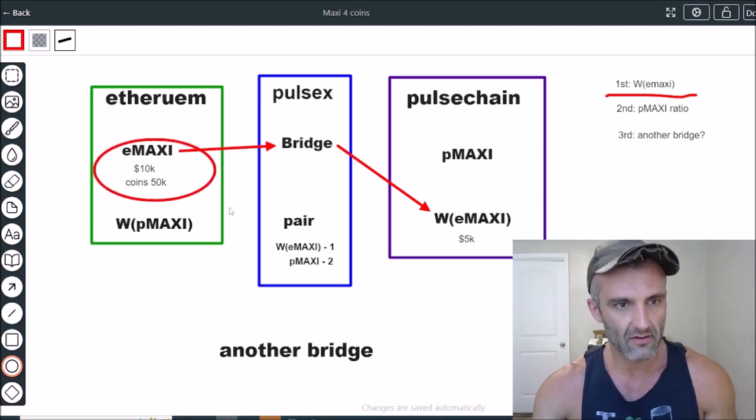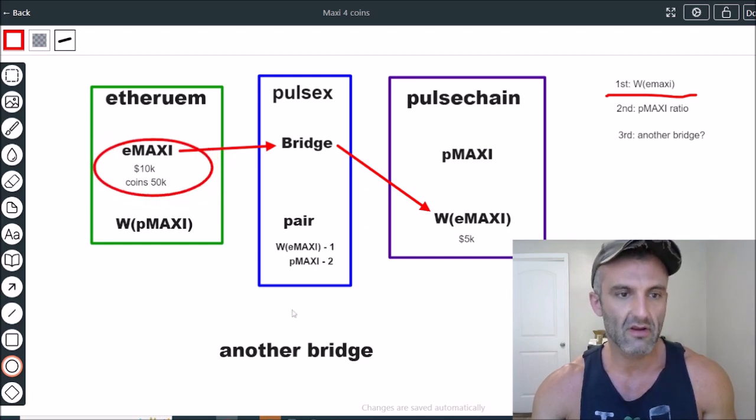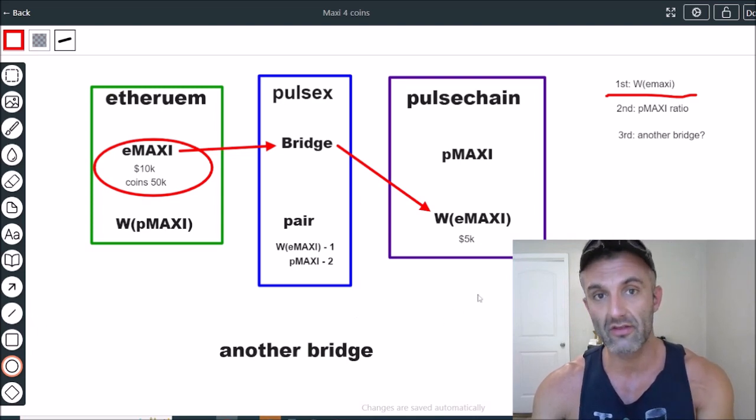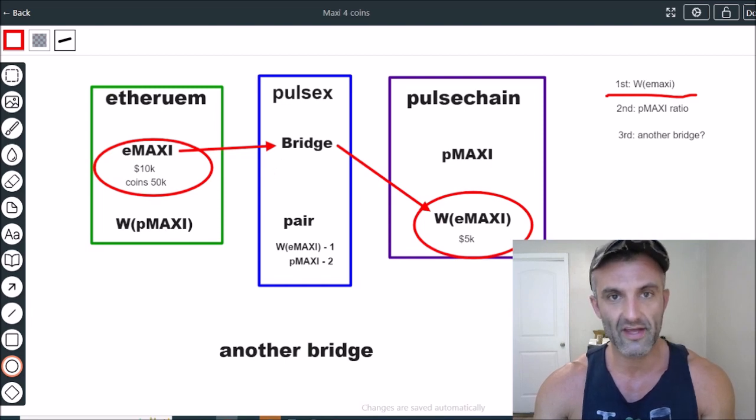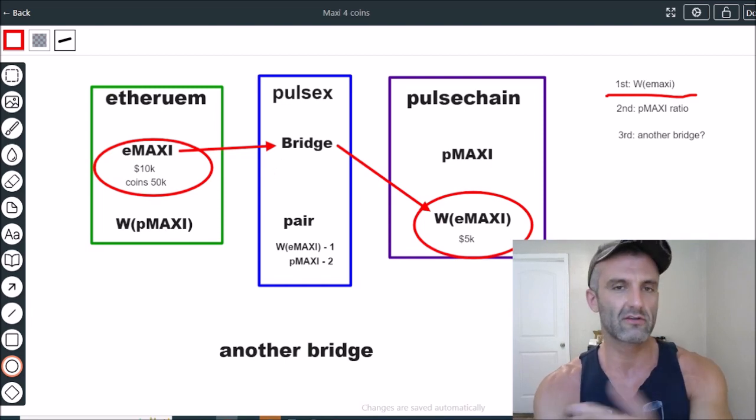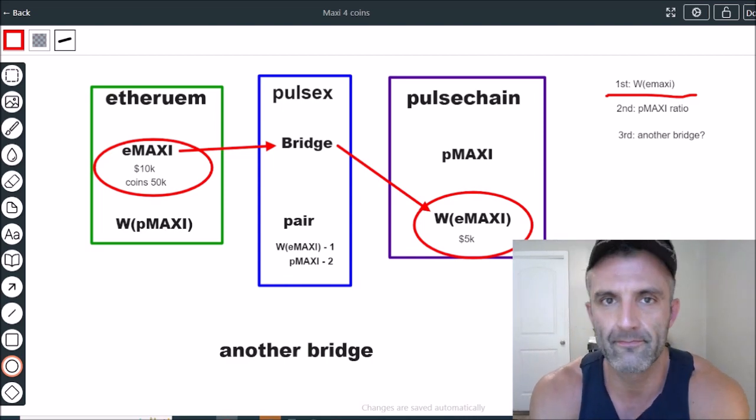On this side here, if somebody puts in $10,000 worth of E-Maxi, and they bring it through the bridge, and say on this side, it is trading at $5,000 worth, right? So 10,000 on this side, and it trades at 5,000 over here. You're like, well, that doesn't seem like a good idea. Okay, correct. So what does somebody do if that were the case?